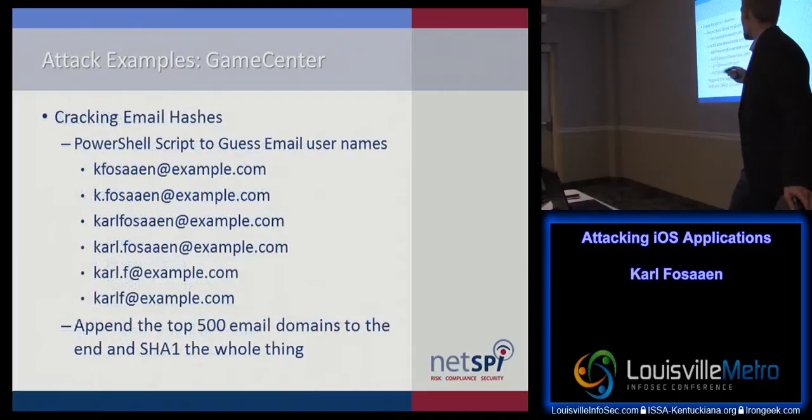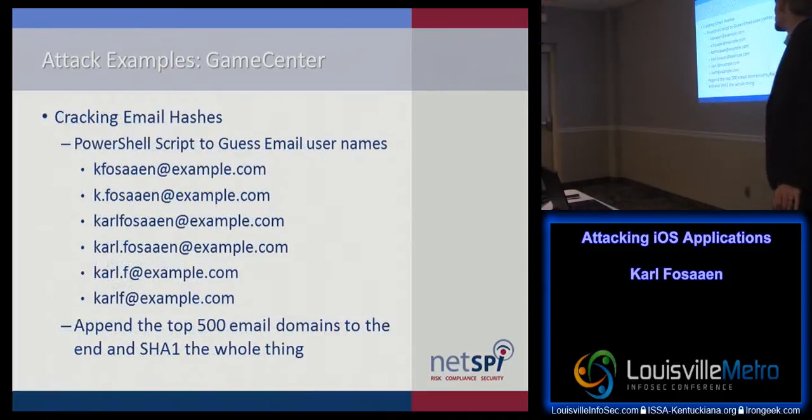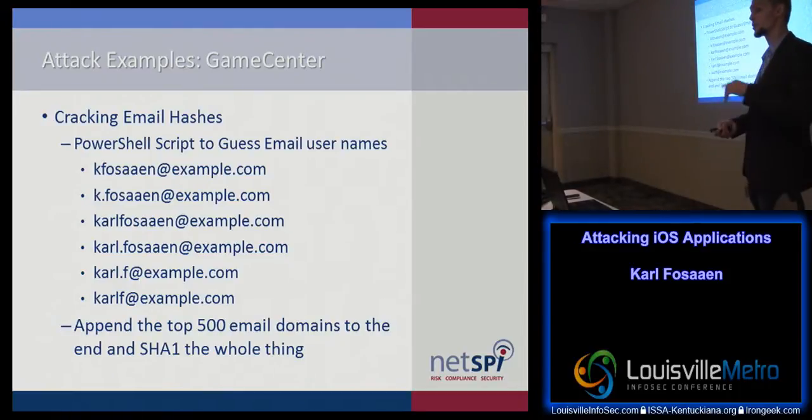Anyways, we go through that list of top 500 email domains. So I wrote a quick PowerShell script to go through and guess all of these usernames and hash them. Given a first name, a last name, and a handle or username for Game Center, it would go through and say, okay, kfosaaen@example.com, k.fosaaen. It would go through all of these different mutations and iterations and append each of the top 500 email domains to them, run a SHA-1 hash of it, and compare it against the hash that we pulled from Game Center.